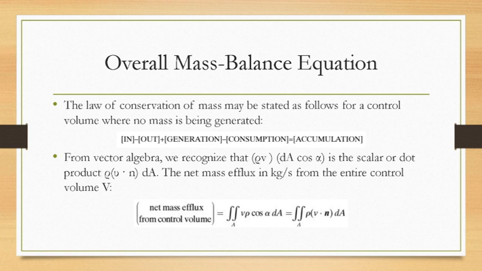Talking about the overall mass balance equation, we have to take into account the law of conservation of mass before we start to generate these kinds of equations. So, taking this into account, we have input minus output plus generation minus consumption is equal to accumulation. Remember that accumulation is equal to 0 if we are in a steady state.